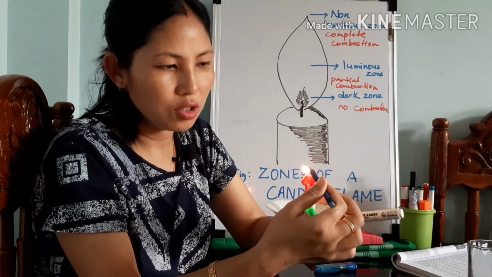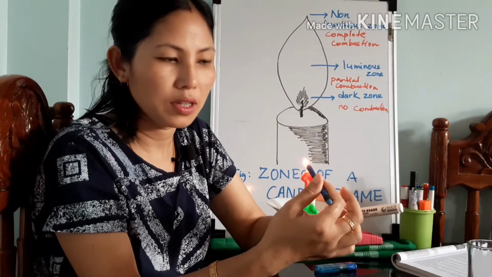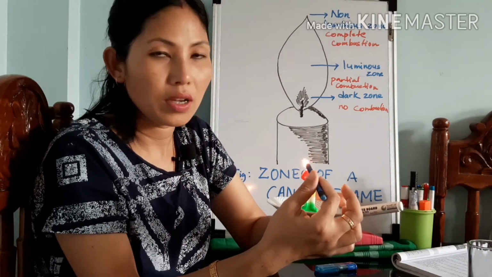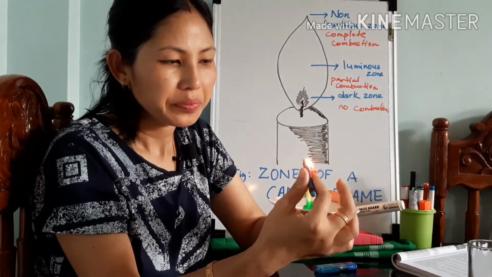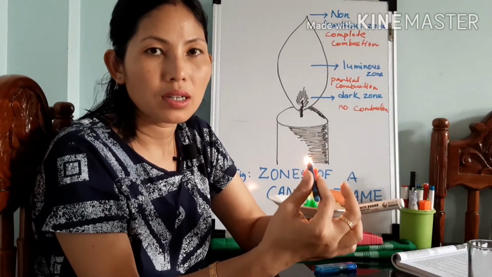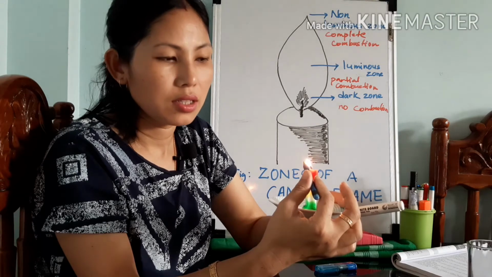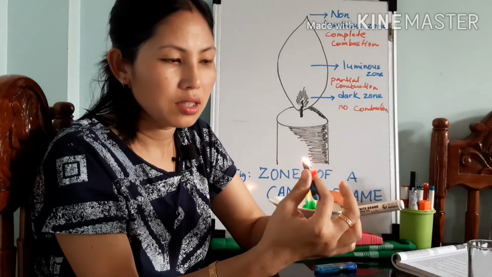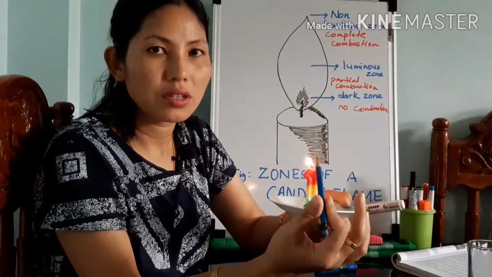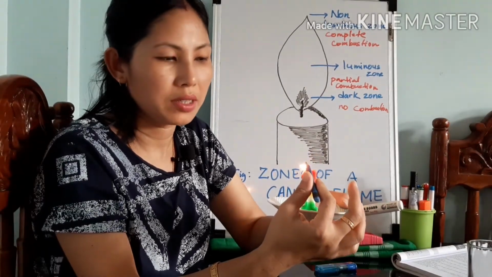Whereas this yellow part, which is burning with the yellow flame and which is the brightest, you can see this is where combustion is going on, and here the combustion is partial. It does not burn completely. As a result, it is very bright, though it is partial combustion, but it is very bright.